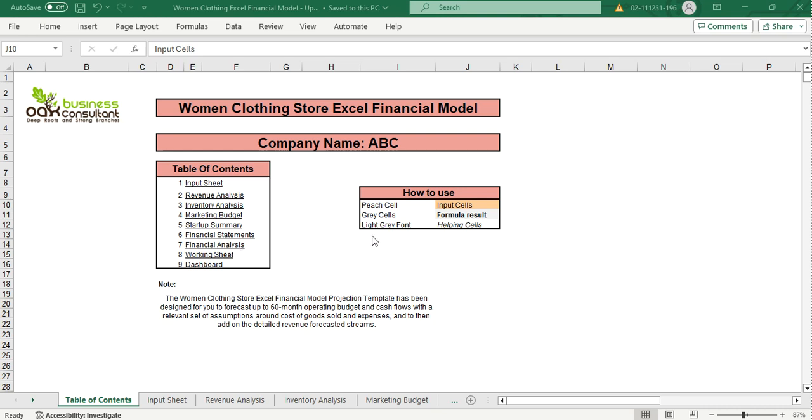Firstly, we need to remember that this financial model will contain peach cells, which are the input cells and can be changed by the user at any time. Next, we have the gray cells, which are the formula result cells, and then we have the light gray font cells, which are the helping cells.